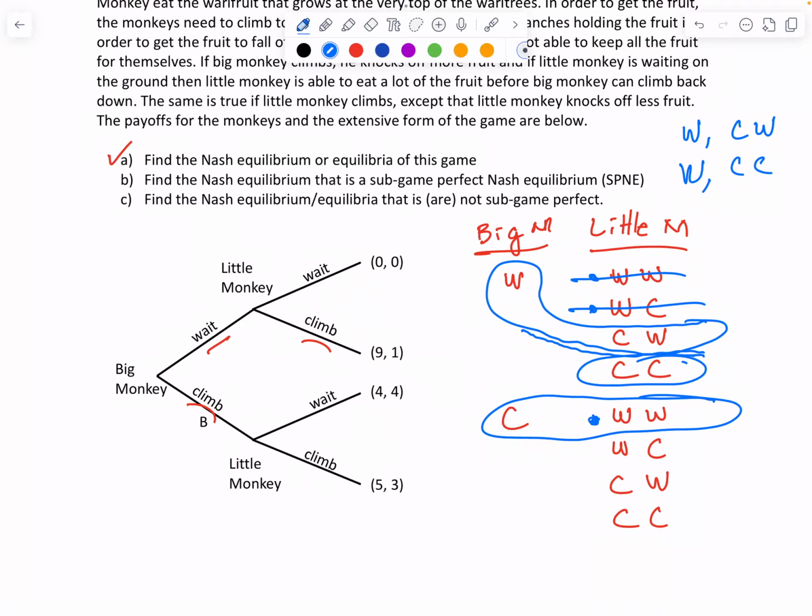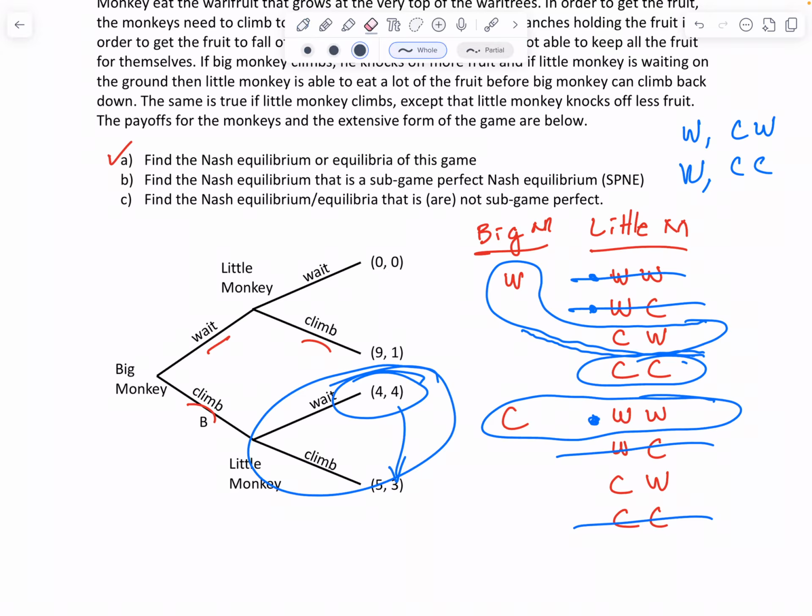Now, the other ones down here we can rule out pretty quickly. We know down below that little monkey always prefers wait. So if little monkey's always down here, they're always going to prefer 4 to 3. Okay? So that means they're never going to climb if they're down in this tree. So that means we can rule out that one, and we can rule out that one.